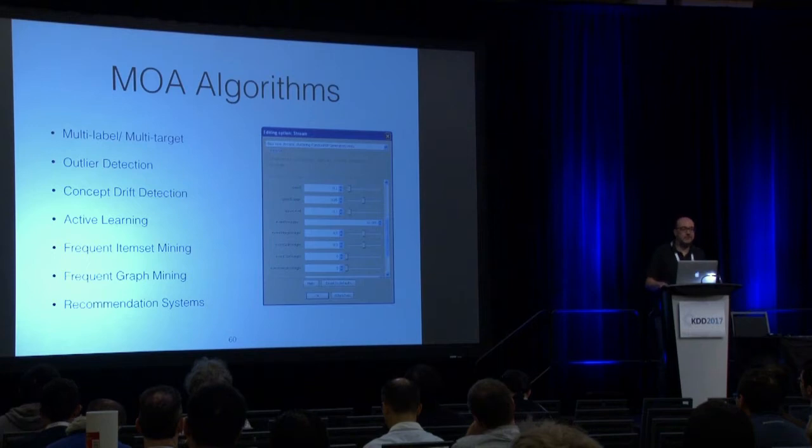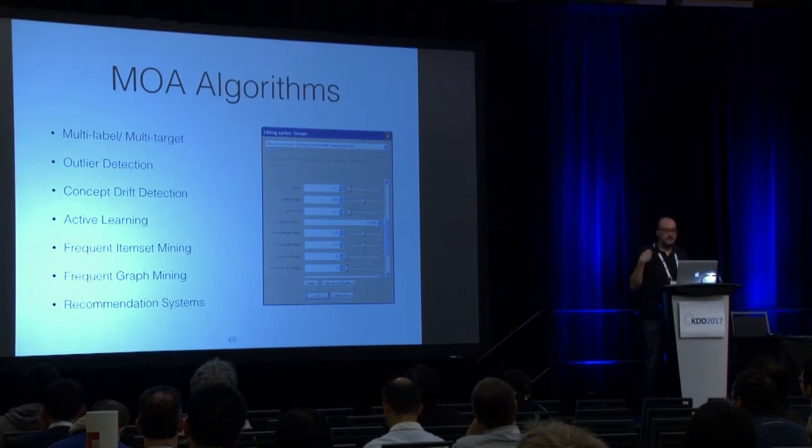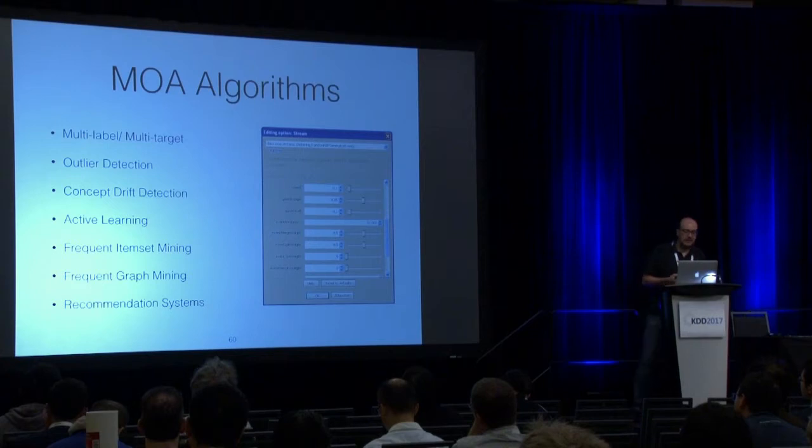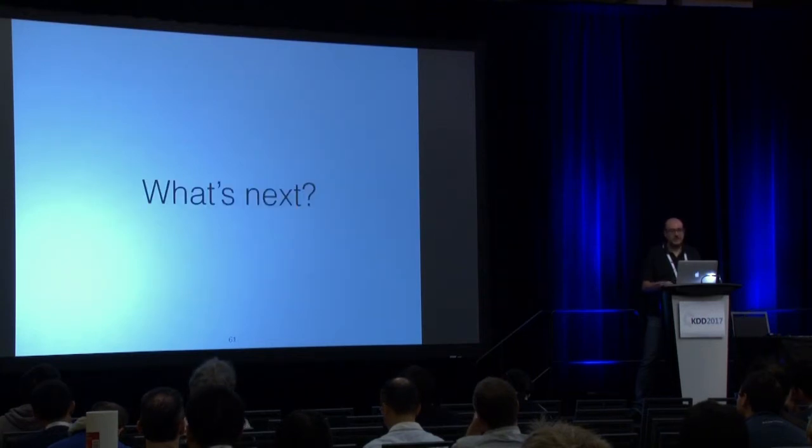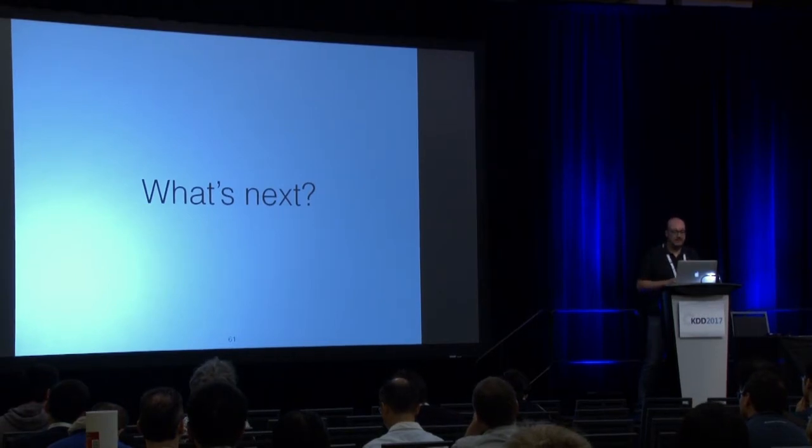Okay, so yeah, we have all of these methods in MOA, but also we have multi-label, multi-target methods, outlier detection, so I mentioned concept drift, but also active learning, specific for streaming. We have frequent items and mining for streaming, frequent graph mining, and we have also one recommendation system. Okay, so this is what MOA was. MOA is an open source project that is in Java. It works only for one computer, and I think nowadays it's the most popular software for data stream mining. It was created in 2008, so there are many, many different methods there.